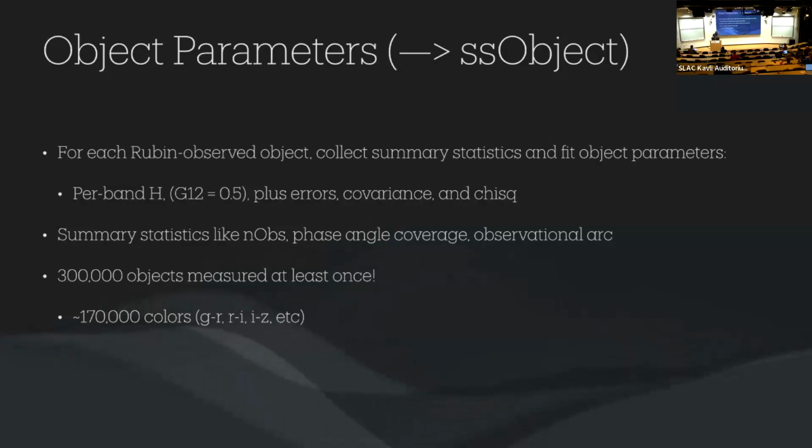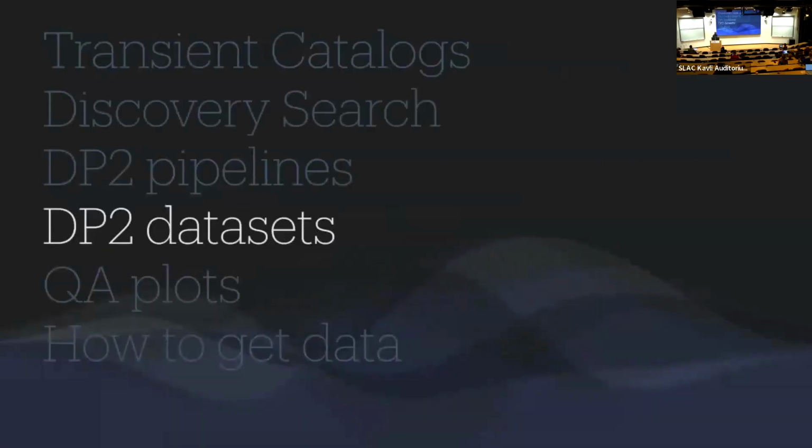We also have summary statistics for each object, the number of observations in each band, the phase angle coverage of each band, and the observational arc. We've got 300,000 asteroids out of the 1.5 million known by the Minor Planet Center observed at least once. So in Data Preview 2, Rubin observed about 20% of the solar system. For 170,000-ish, we've got colors, G minus R color or R minus I. More on the colors and their trustworthiness later.